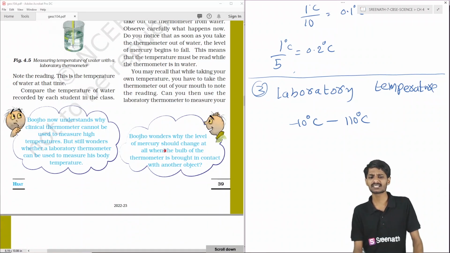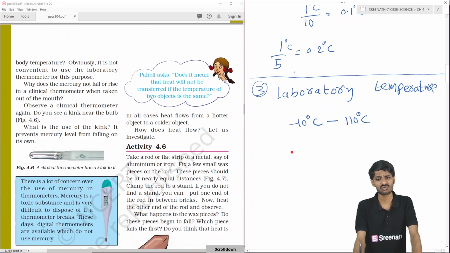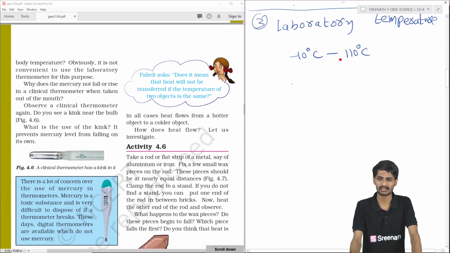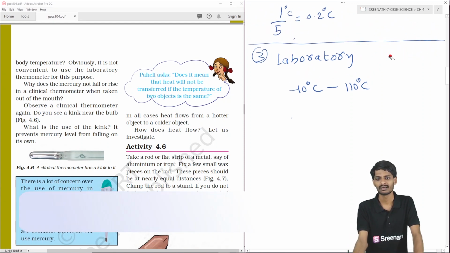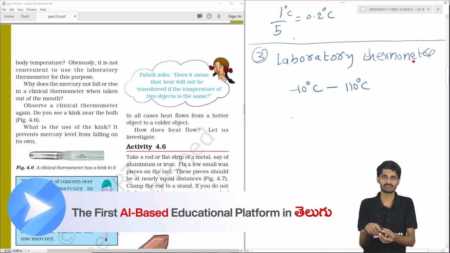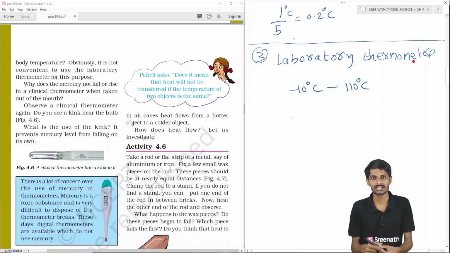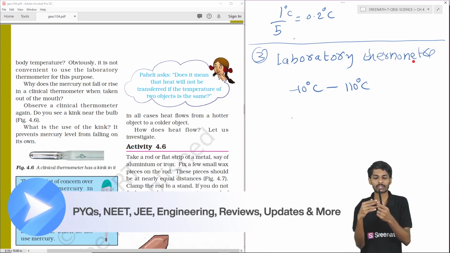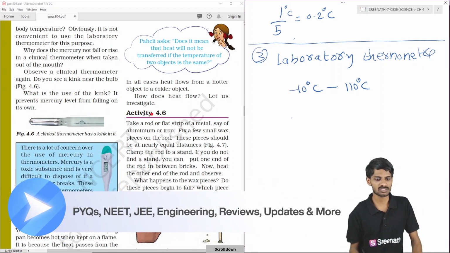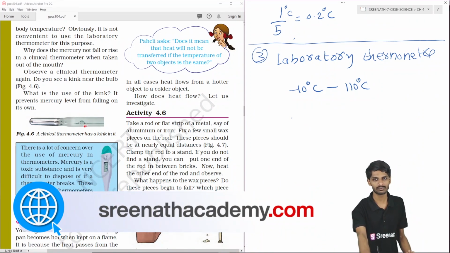So you may get some doubts, friends. Sir, why does the laboratory thermometer's temperature suddenly decrease, which means its mercury level falls off whenever you remove it from the object, but the clinical thermometer does not decrease its mercury level? Why is this, sir? This is because of the kink at the end of the clinical thermometer, friends. What happens is, this opposes the mercury, so it does not fall down.